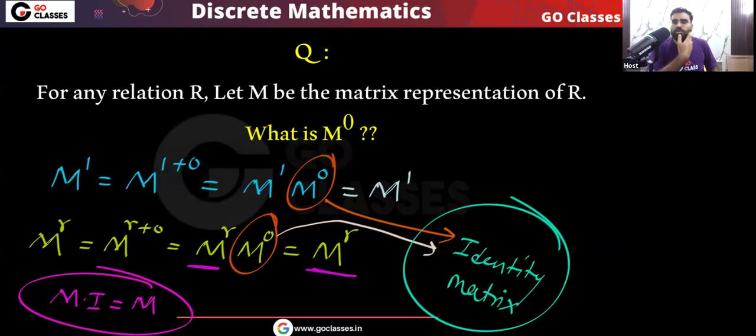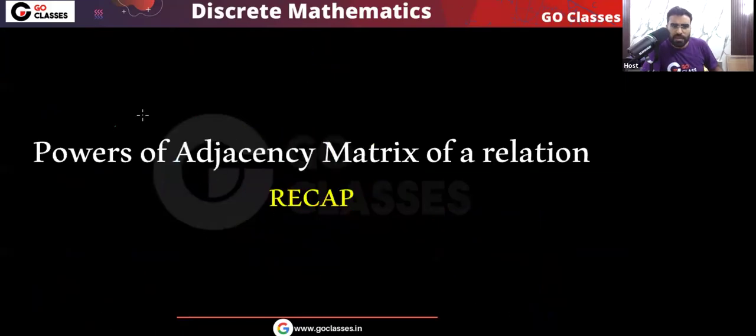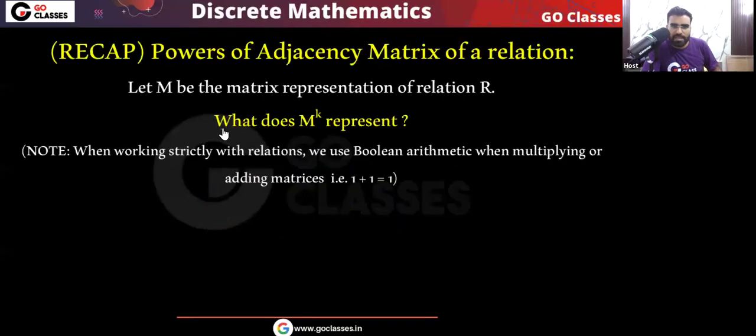But there is another logic to understand why M power 0 is always the identity matrix. So let me tell you that logic also. That is also a very nice logic. Do you remember in the previous lecture we saw powers of the adjacency matrix of a relation? Let me quickly do the recap. In the previous lecture, we already saw what M power k represents. M is the matrix representation of relation R, or I can say M is the adjacency matrix of relation R.